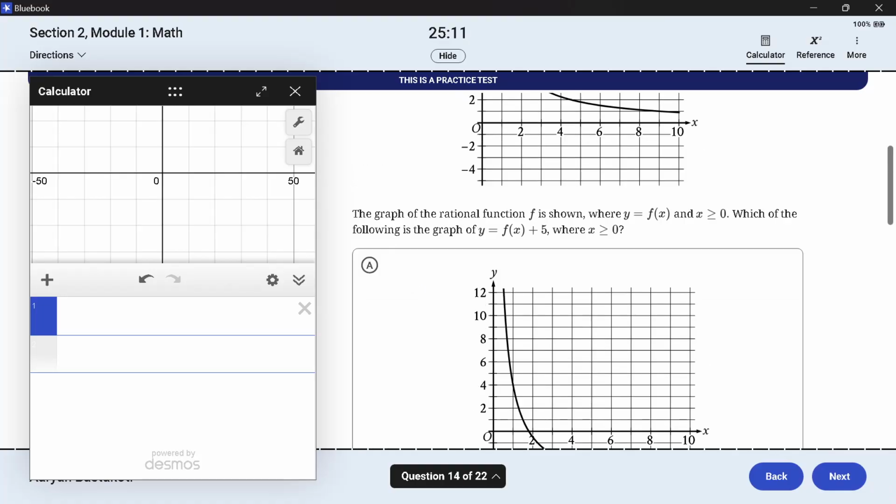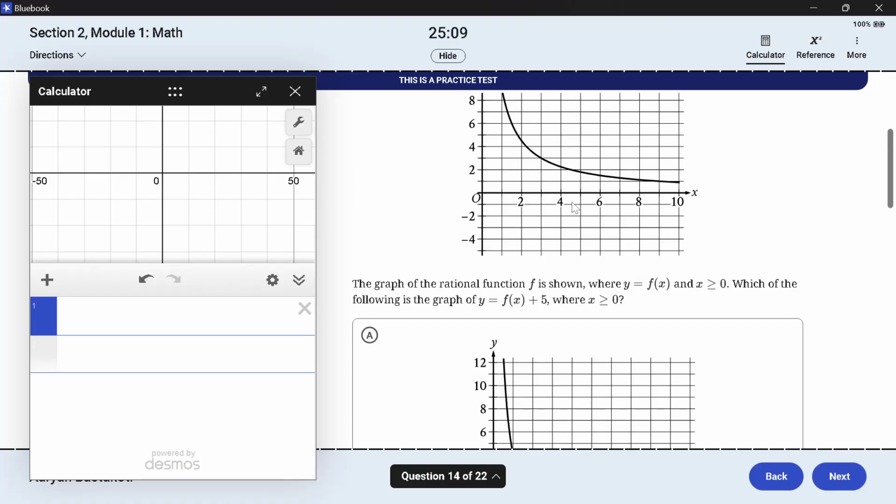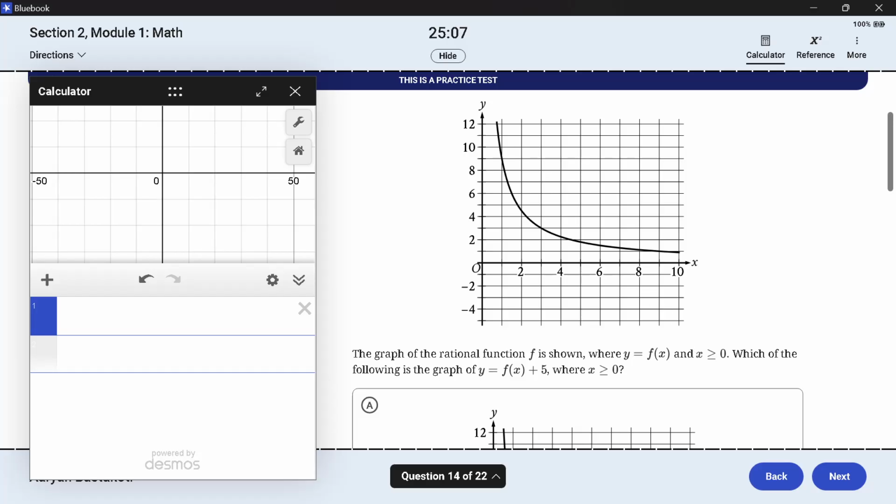The graph of the rational function f is shown, where y is equal to f(x) and x is greater than or equal to 0. Which of the following is the graph of y equals f(x) plus 5? We need f(x) plus 5, so y values should increase. For example, let me choose a random point, 3 comma 3.